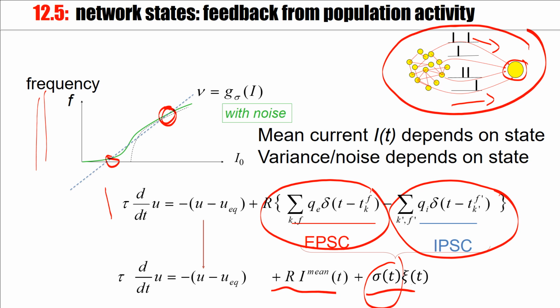So these are solutions under the assumption that the network activity, A of t, is constant in time. Then we can construct this self-consistent solution where we say the input itself is generated by the population activity, and then it depends on the coupling strength as is given here by the charges.